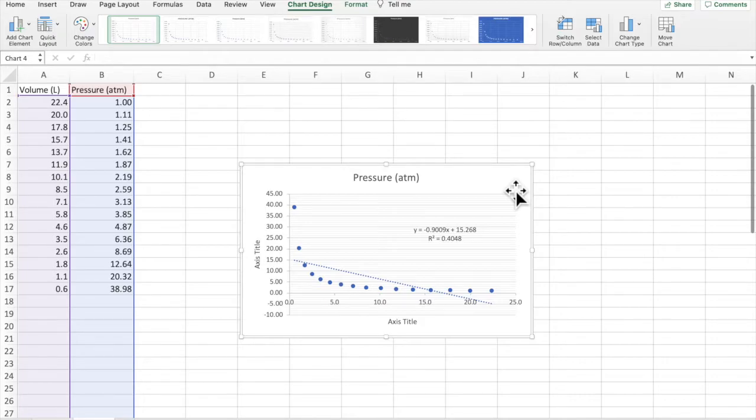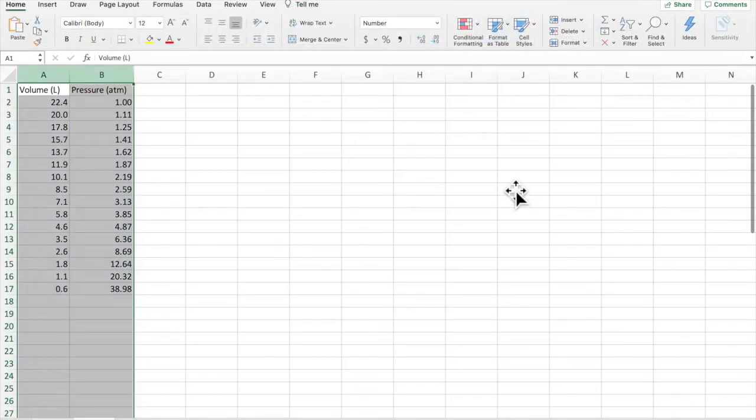And in order to linearize, in order to make a straight line out of this, because it's an inverse relationship, we need to take the reciprocal of either volume or pressure. It doesn't really matter which one we choose. In this case, I'm going to choose to take the reciprocal of volume. That way I'm going to end up with an equation that is pressure equals whatever. So we can go ahead and select this. I can hit the delete button, and it's now gone.